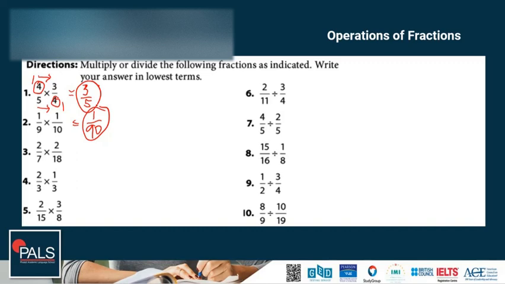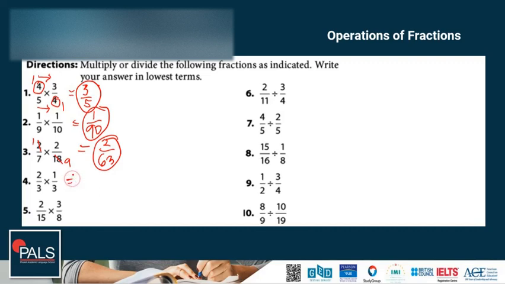Number 3, 2 and 18 can be divided by 2. So 2 divided by 2 is 1. 18 divided by 2 is 9. Then proceed to multiplying across. 1 times 2 is 2. 7 times 9 is 63. So 2 over 63.